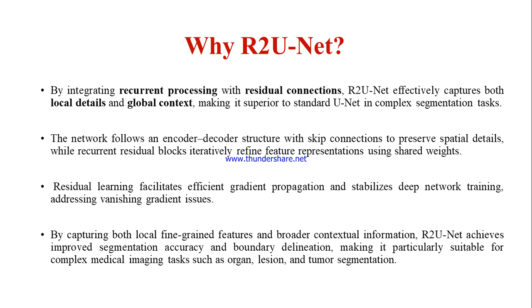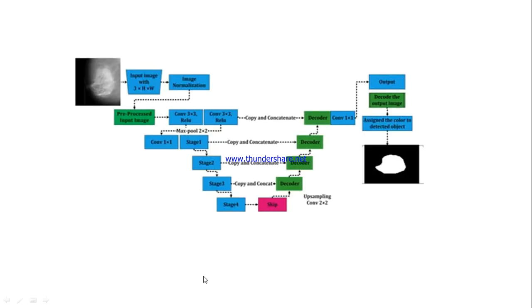So with the help of R2U-Net, we can easily capture both features and contextual information, and it helps to achieve improved segmentation accuracy and boundary delineation, especially in medical images, and so on. It is also very suitable for complex medical image tasks, such as lesion or tumor segmentation. Let's go through the general architecture, taken here for some medical images.